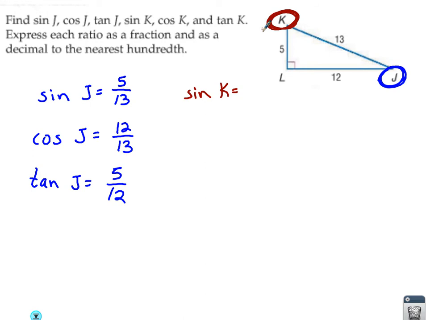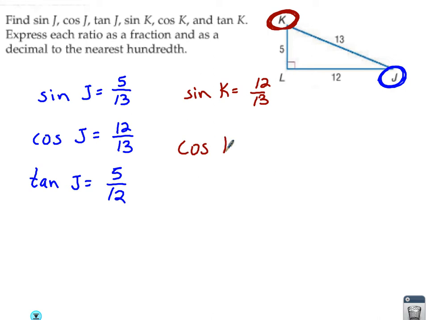Careful. Opposite. Use K. What's opposite of K? Farthest away from K? 12 over 13. Good. Do you see the relationship between the sine of J and the sine of K? You talk a lot about that later on in math.